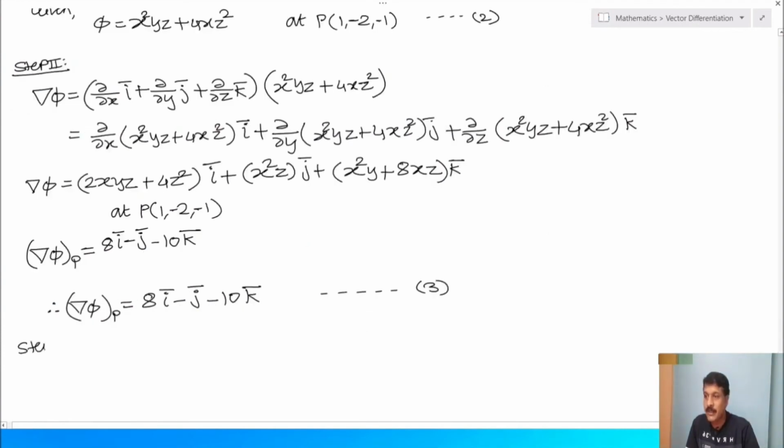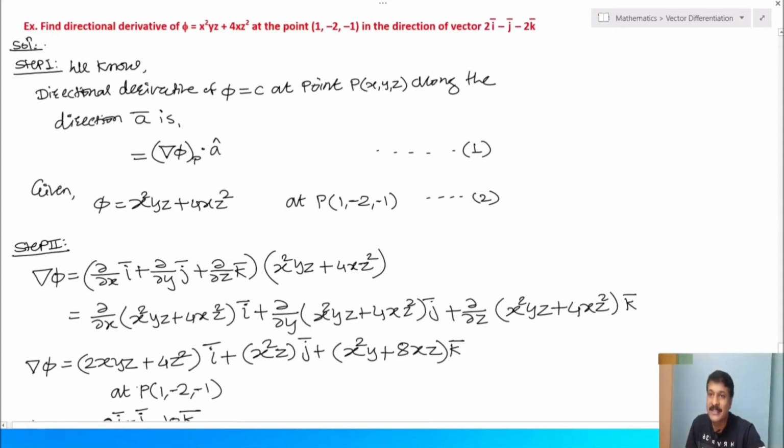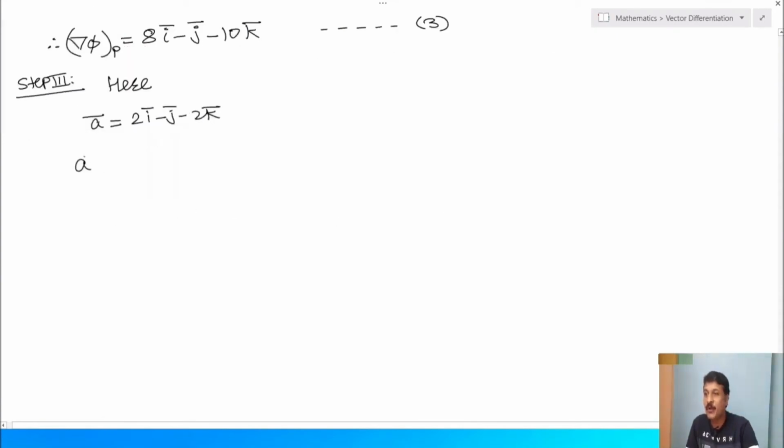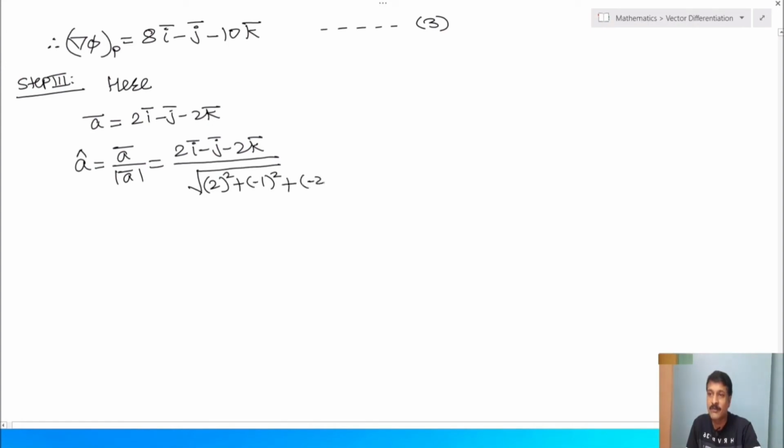So step number 3 now. Here the direction along vector a equal to 2i minus j minus 2k. And we know how to find a cap. A cap is what? It is a unit vector along the vector A, and A cap equal to vector A upon magnitude of vector A, and that is equal to 2i minus j minus 2k. And what is the magnitude of it? It is the under root of coefficient of i square plus coefficient of j square plus coefficient of k square, and that is equal to 2i minus j minus 2k whole divided by under root of 4 plus 1 plus 4.